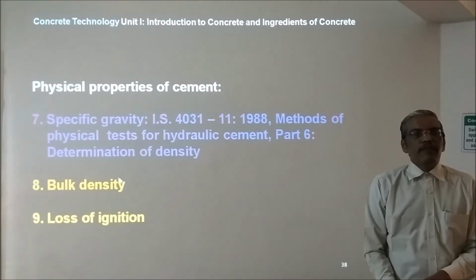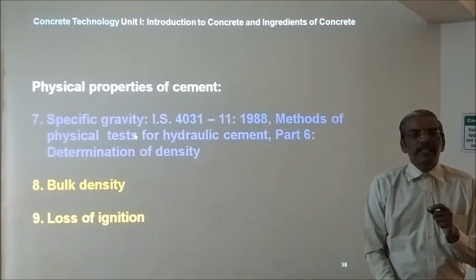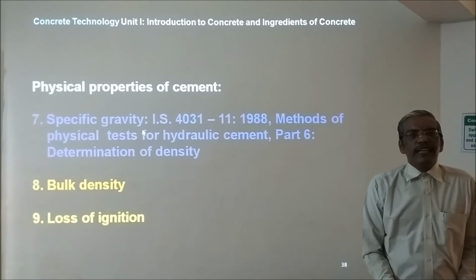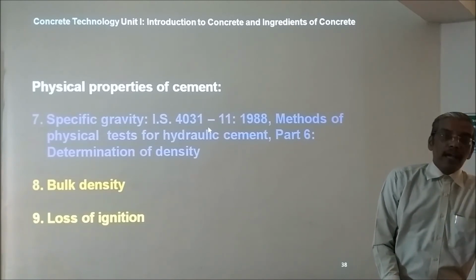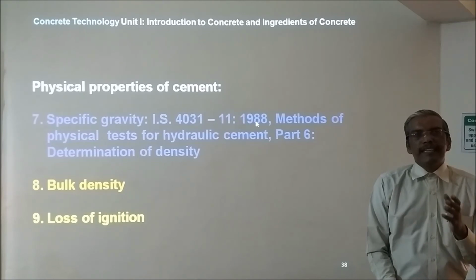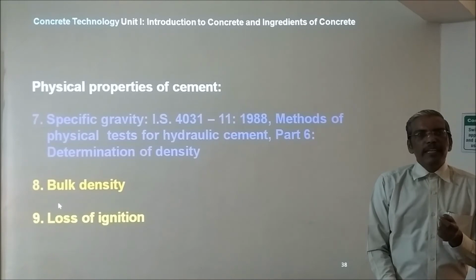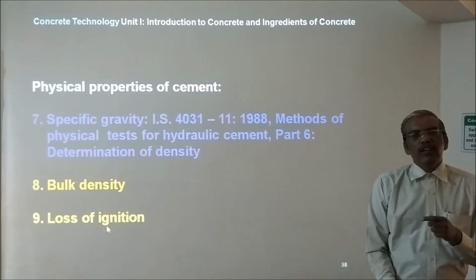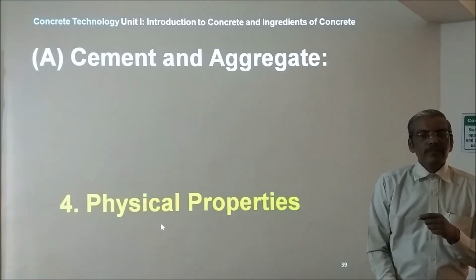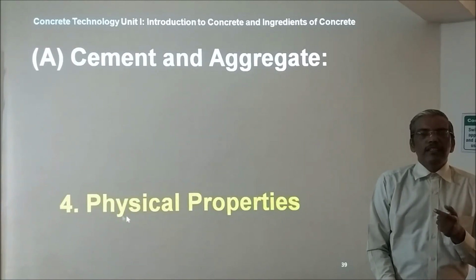The seventh physical property is the specific gravity. It can be determined by using the IS code 4031 Part 11, which is published in the year 1988. Methods of Physical Test for Hydraulic Cement. Part 11 includes determination of density. The eighth physical property of the cement is bulk density, and the ninth physical property of the cement is the loss on ignition. So like this we have seen the physical properties of the cement.